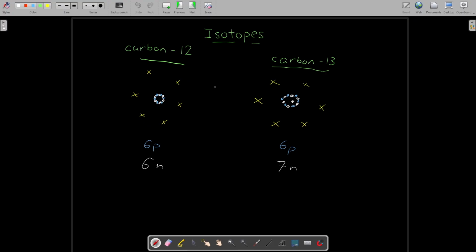All atoms of an element have the same number of protons, but can have different numbers of neutrons. Each version of the atom with a different number of neutrons is called an isotope, and they're written with the mass number attached to the end. Like carbon-12, which has 6 protons and 6 neutrons, giving it a mass number of 12. And carbon-13, which has 6 protons and 7 neutrons, giving it a mass number of 13.